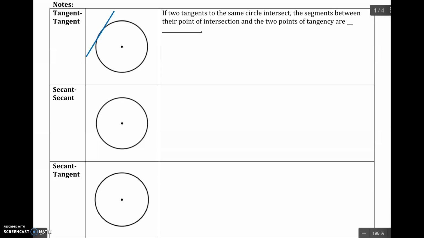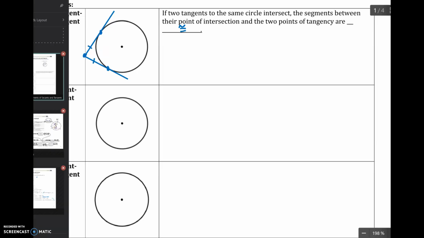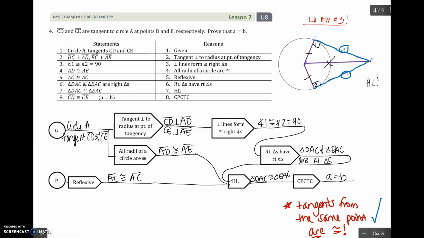Remember, a tangent only touches a circle in one spot. So if we have a tangent here and a tangent here, and they happen to intersect, those two tangents have a special property. Between the point of intersection and the point of tangency on one, and the point of intersection and the point of tangency on the other, they end up congruent. We proved this back in lesson 7 when we did number 4, because we were able to show that when we had these two tangents, A and B were equal by CPCTC. So anytime we had tangents from the same point, those are going to be congruent to one another.